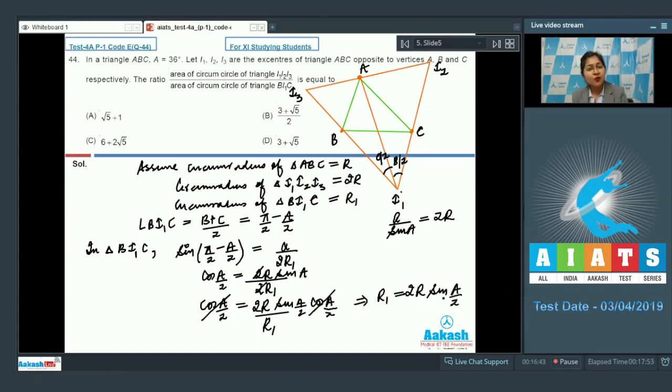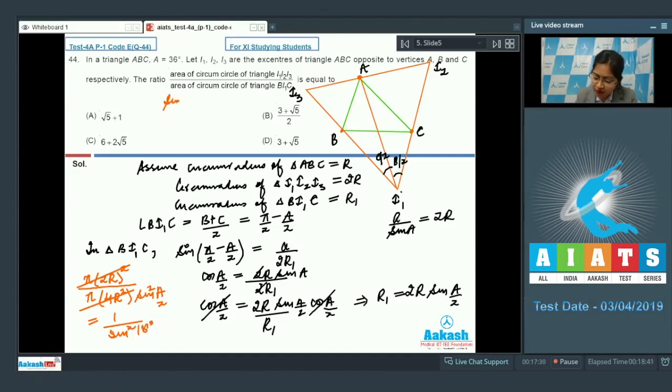Now let us find the value which we had to find. Area of circumcircle of triangle I1, I2, I3 will be equal to pi into (2R) square, upon area of circumcircle of triangle BI1C, that is pi into R1 square. R1 is 2R into sine A by 2 whole square, that is 4R square into sine square A by 2. Now cancelling these, it will be equal to 1 upon sine square 18 degrees.